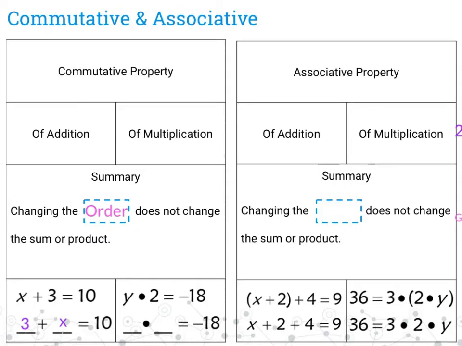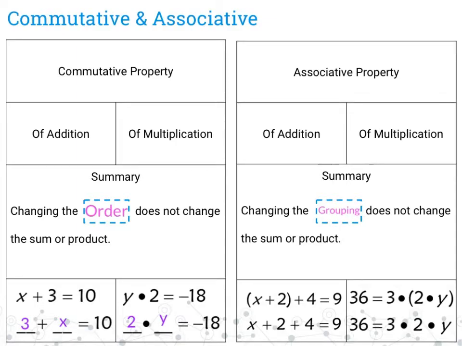Same thing with multiplication. Y times 2 is equal to negative 18. The same thing is true if it was 2 times y equals negative 18. The order does not matter. Then when we're talking about the associative property, we've got the property of, again, addition and multiplication. It applies to both. And basically the summary says that changing the grouping does not change the sum or the product.